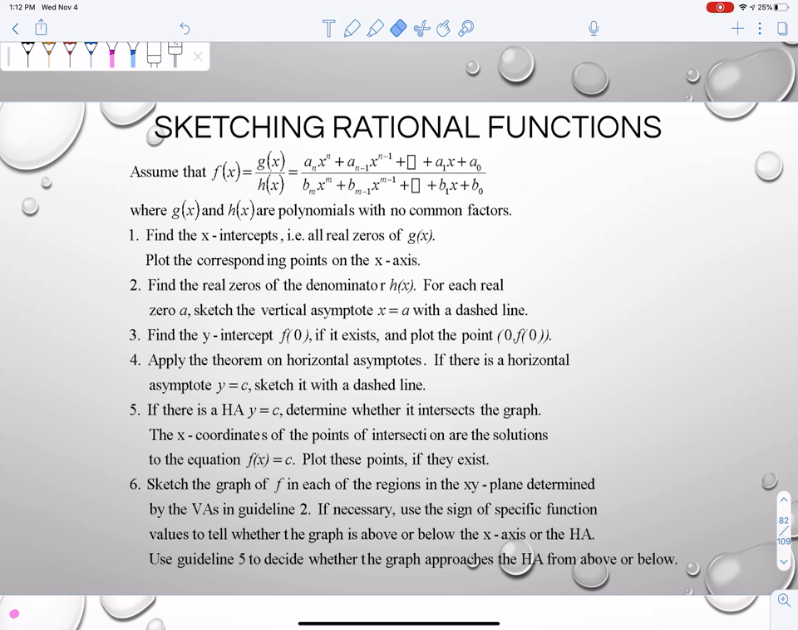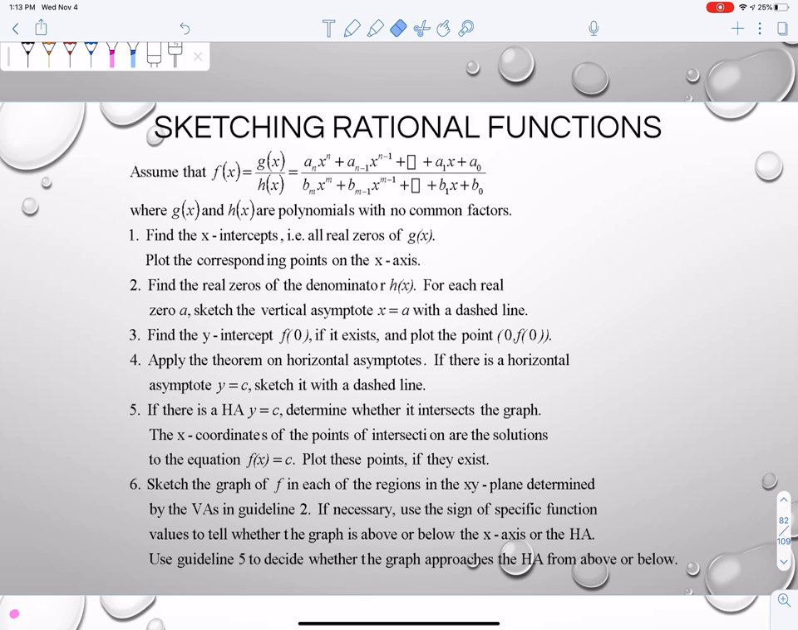Step two, find all the real zeros of your denominator, all right? These are going to be our vertical asymptotes. So once you've found them, you're going to go ahead and plot each of those vertical asymptotes using a dashed line. And also after step one, if you show the work, go ahead and plot those x-intercept points.